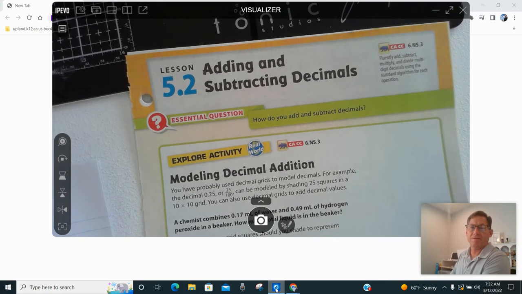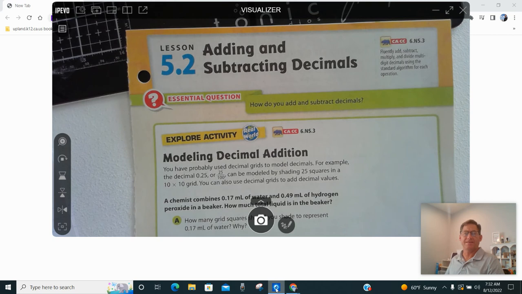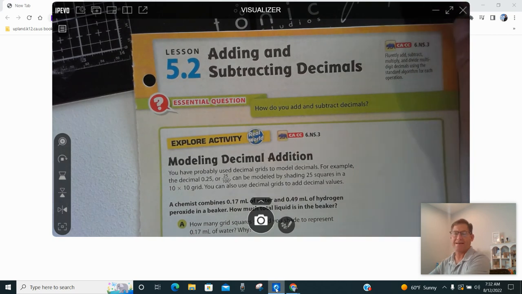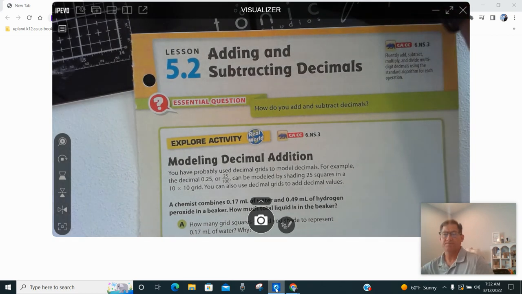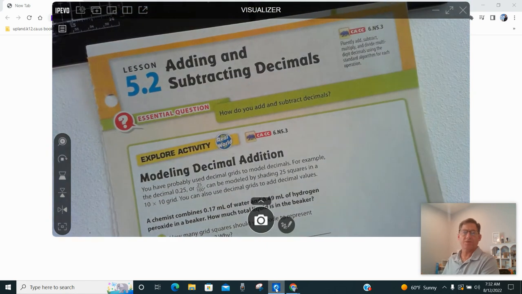Hello, everybody. So we're going to continue with Module 5 today. And in today's lesson, we're going to be working on adding and subtracting decimals. So let's look at the Explore activity.